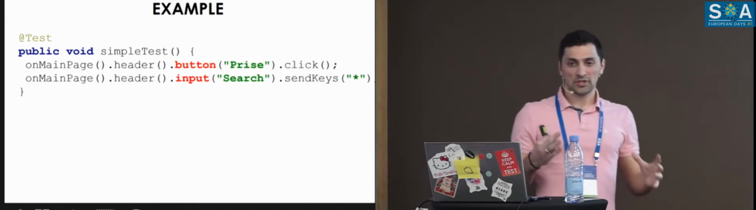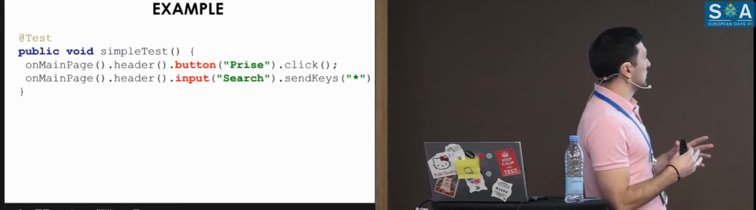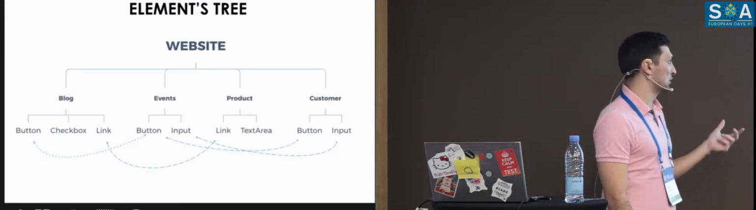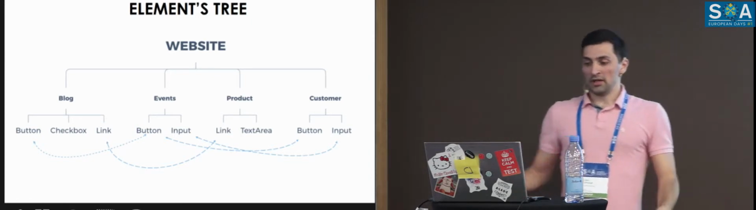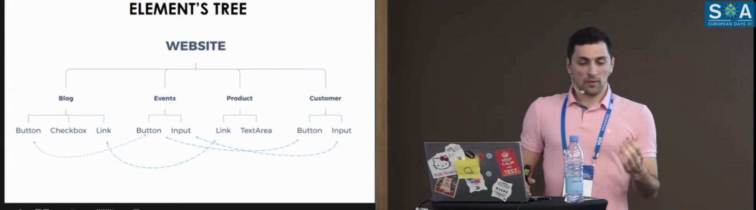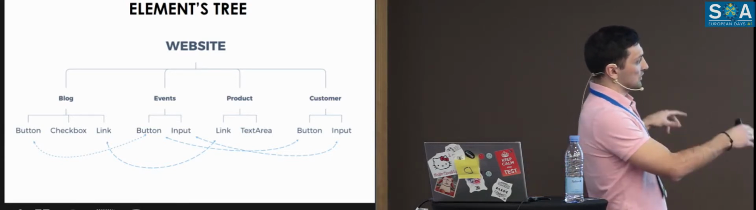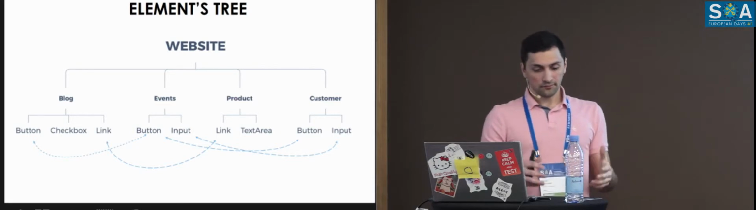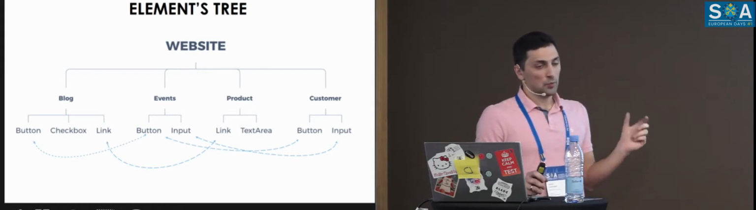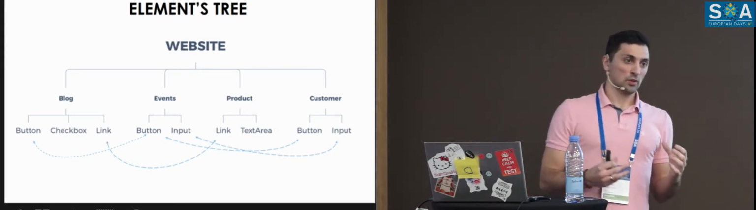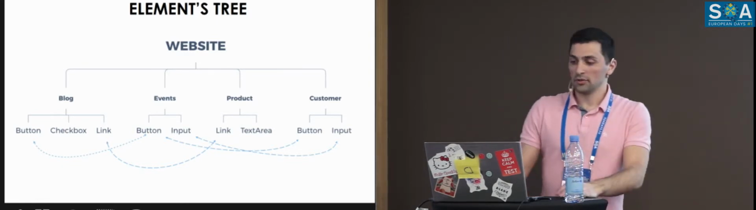Okay. Your website consists of different pages, and each page has different elements. For example, button, checkbox, link, button, link, text area, button, input. And in your code, you can describe one parameterized element, which will describe all these elements. In this way you have a relationship one-to-many. In your code, you set one element which describes, for example, all checkboxes on your site.